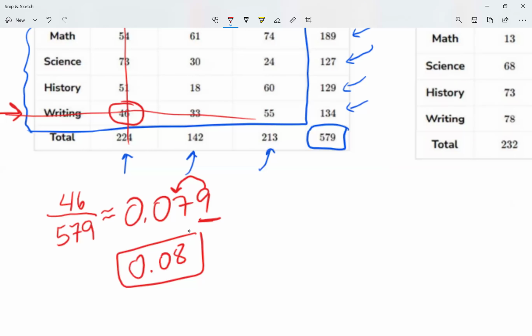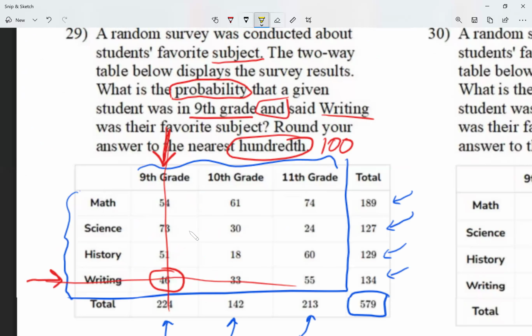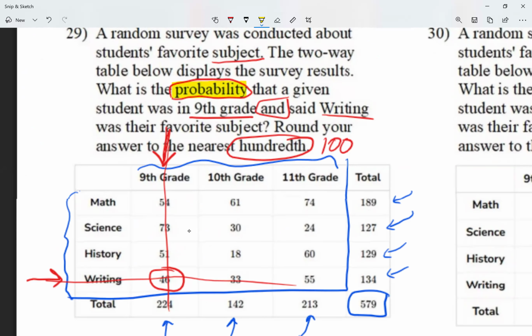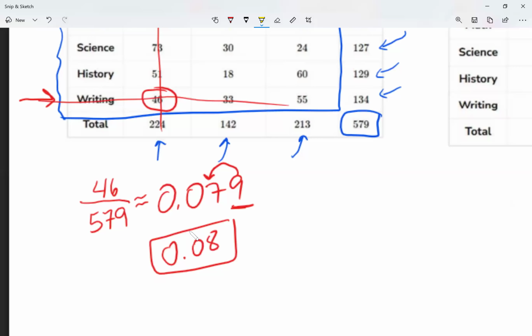Now, earlier I mentioned the word probability, right? Remember how I came in on our homework? Let me highlight it. On our homework, we had what is the probability? When I ask for probability, I'm basically telling you your answer is going to be a decimal between 0 and 1. Very unlikely it's going to be 0 or 1. It could be, but it's very unlikely. So I look at my answer, 0.08. Okay, it's between 0 and 1, so it makes sense.